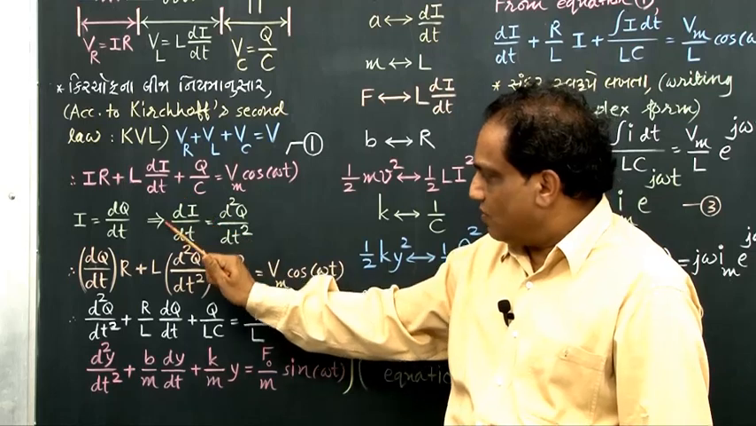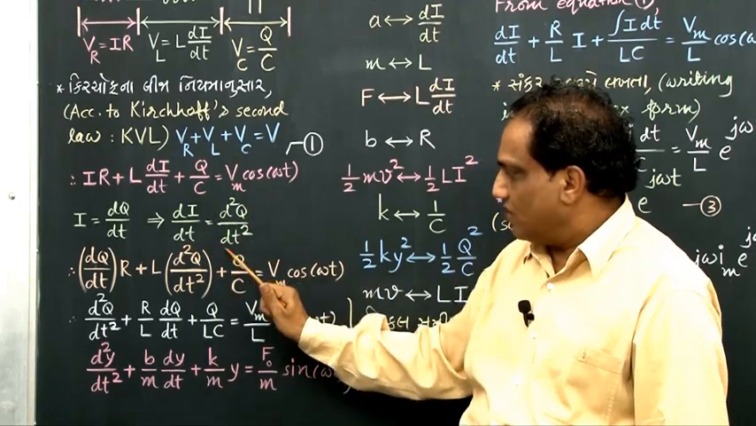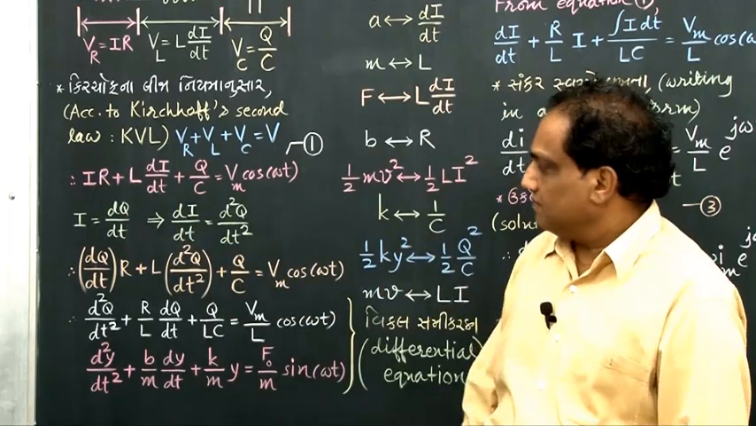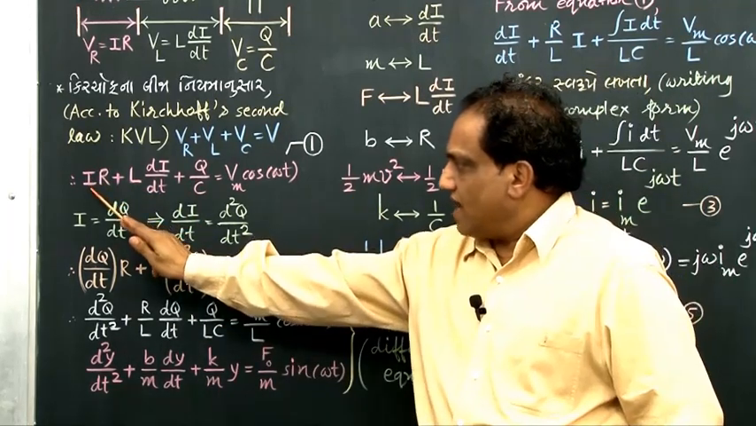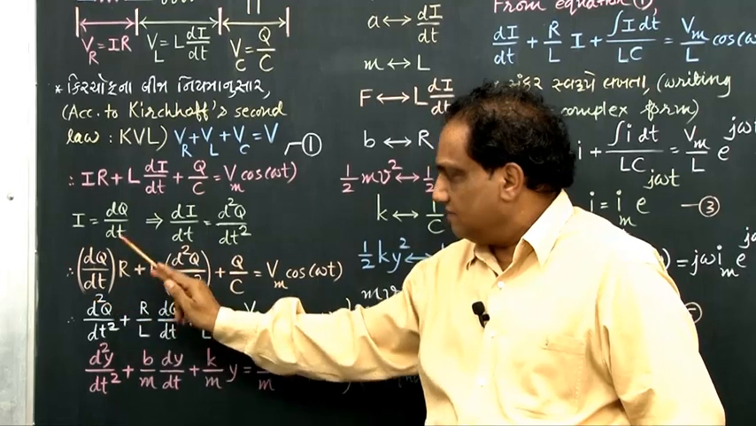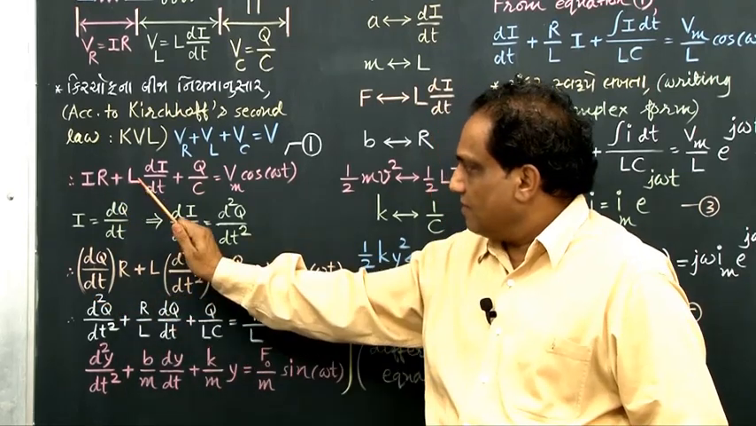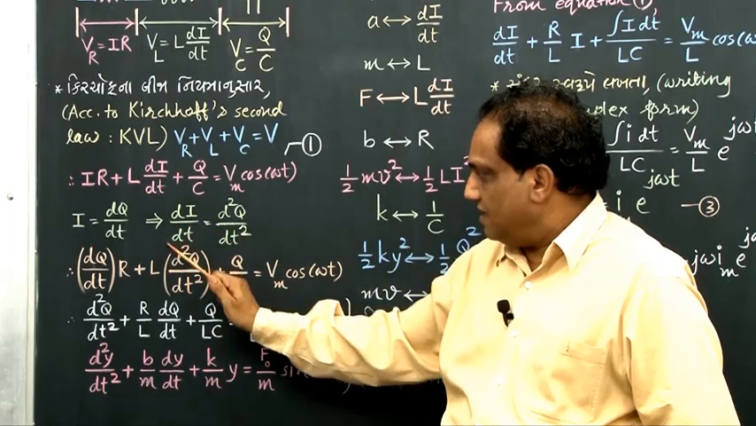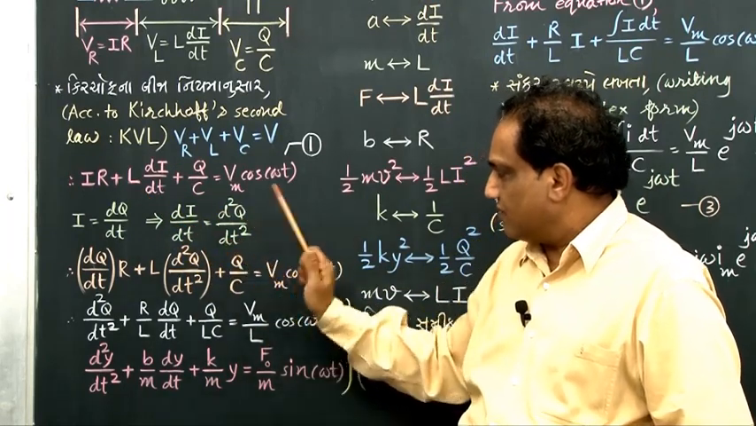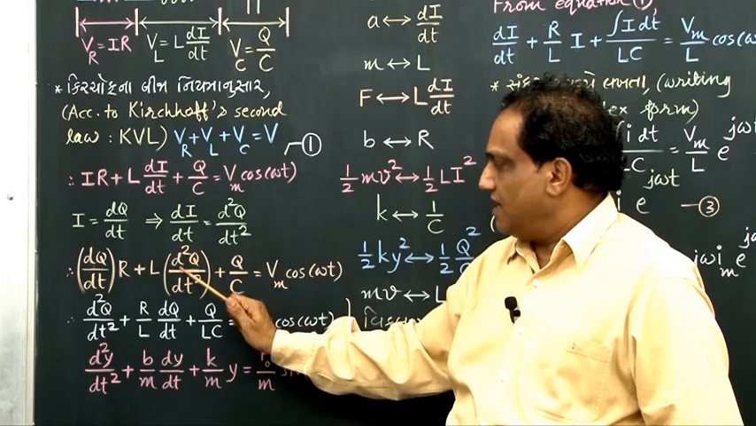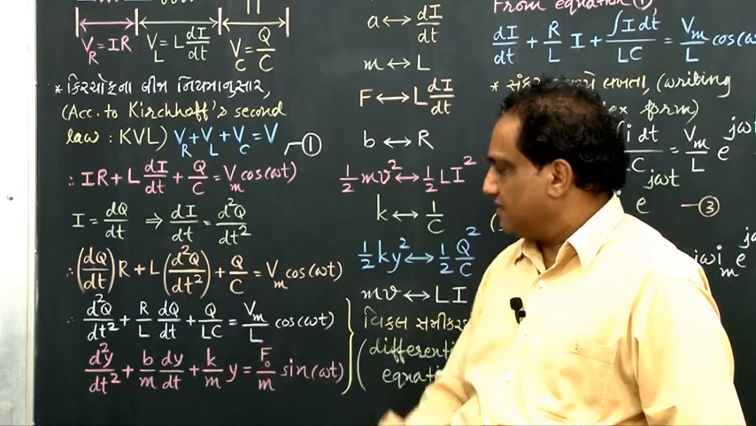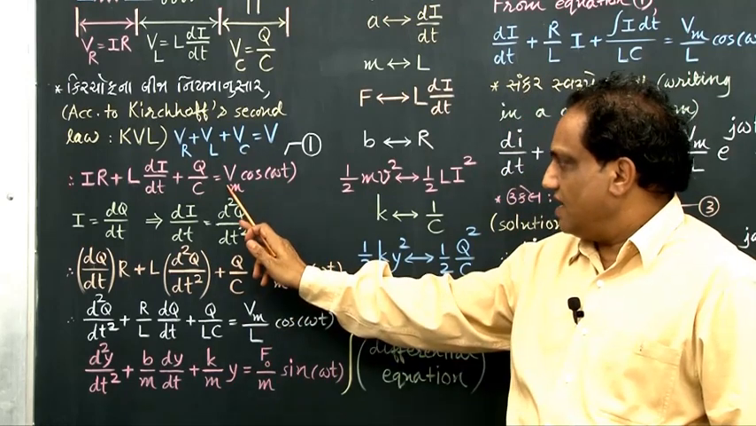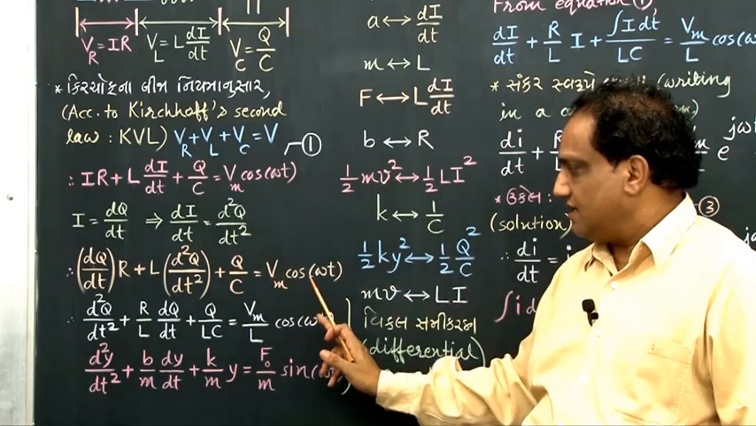In place of di upon dt, we should write d2q upon dt square in this equation number 1. In place of i, I am writing dq by dt into R, plus L as it is. In place of di upon dt, I am writing d2q upon dt square, plus q upon C as it is. This Vm cos omega t as it is.